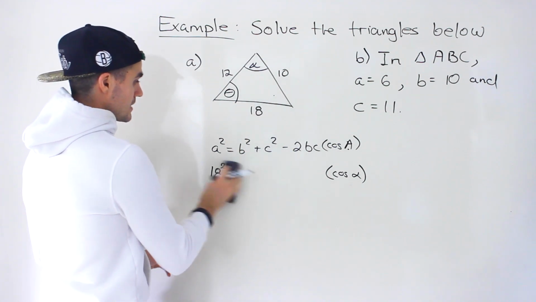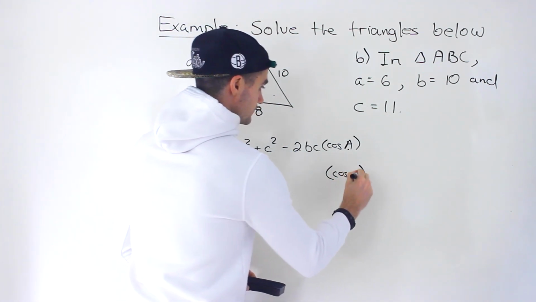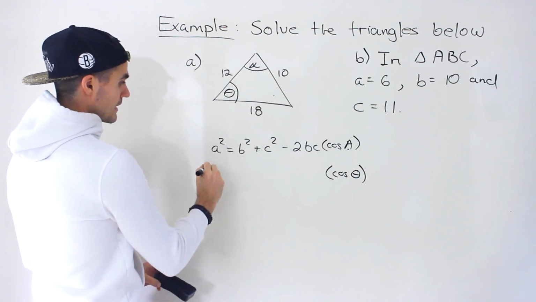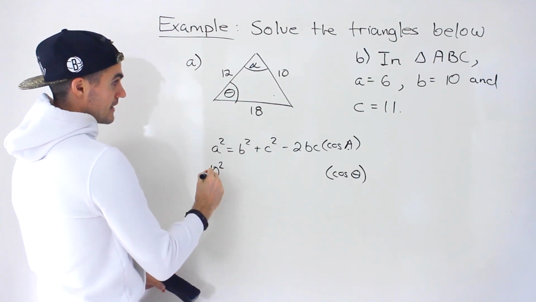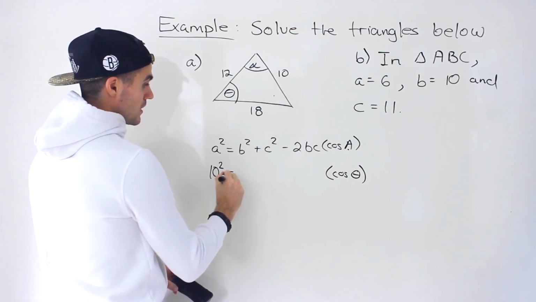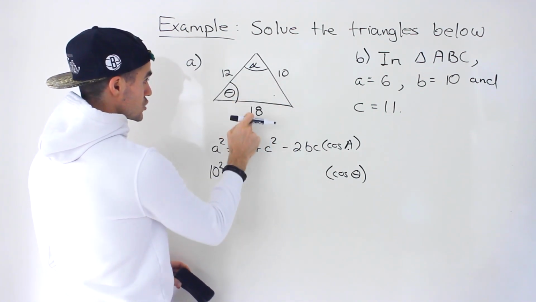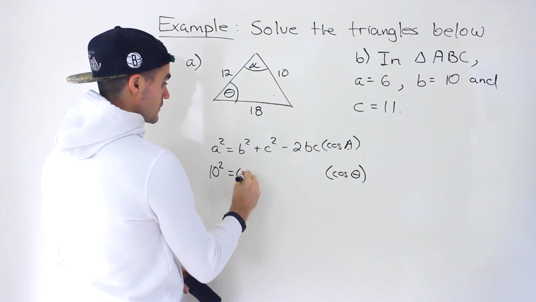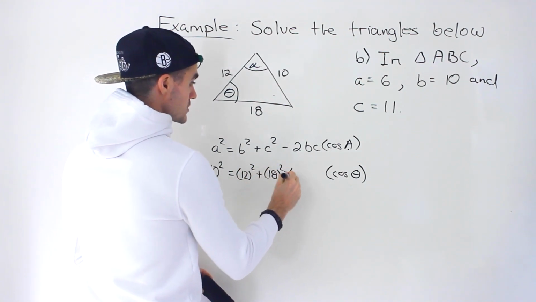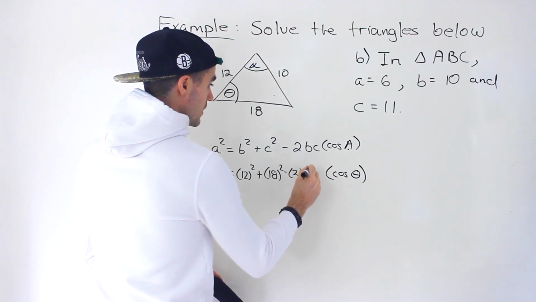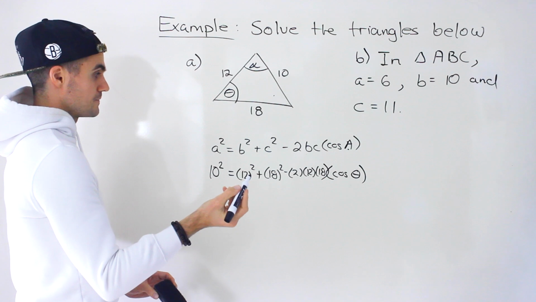Okay, I'm going to stick with solving for the theta first. So this angle, meaning that this left side is going to be 10 squared, the opposite side squared. And then again, the B and the C, they're interchangeable. The sides that are left is the 12 and the 18. So this would be like 12 squared plus 18 squared minus 2 times 12 times 18, like that.